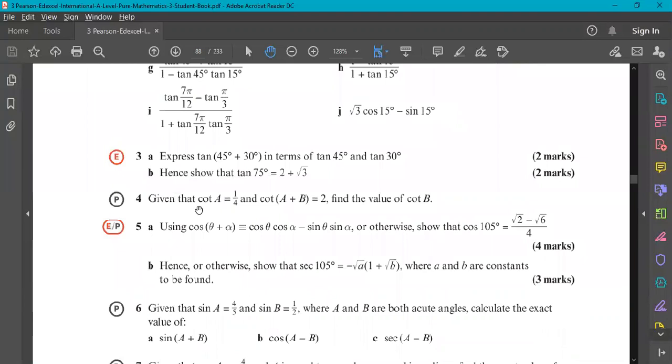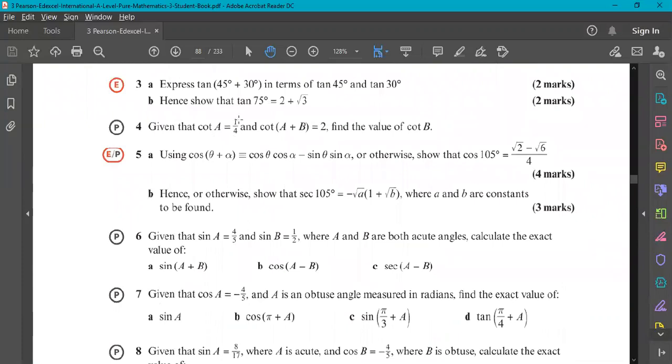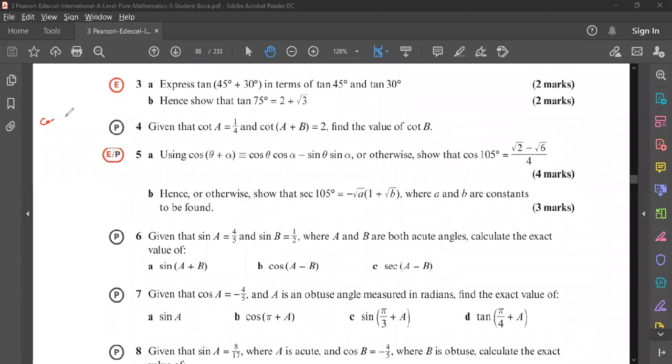I will choose cot. Now, given that cot A equals 1 over 4 and cot (A plus B) is 2, find the value of cot B. Now, we don't have rules for cot, right? لكن we know that cot A is equal to 1 over tan A. Is that true? صح.